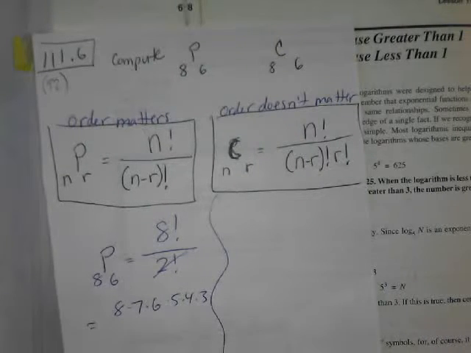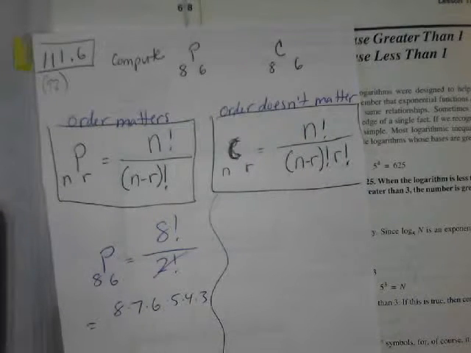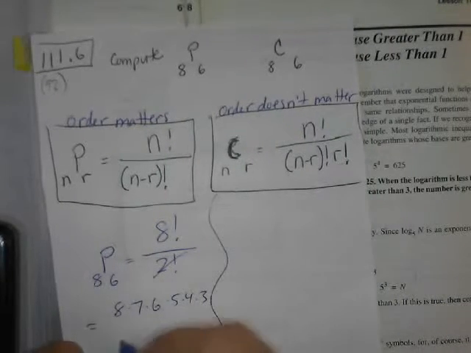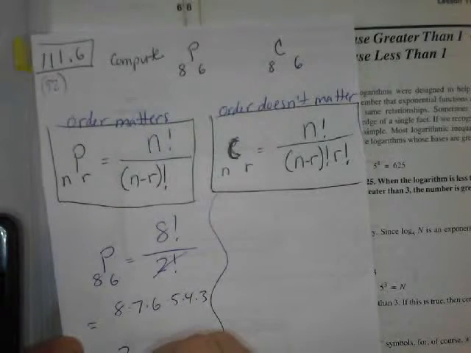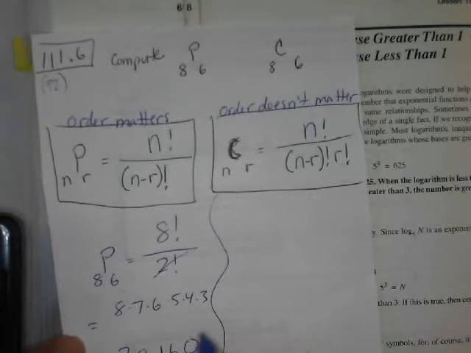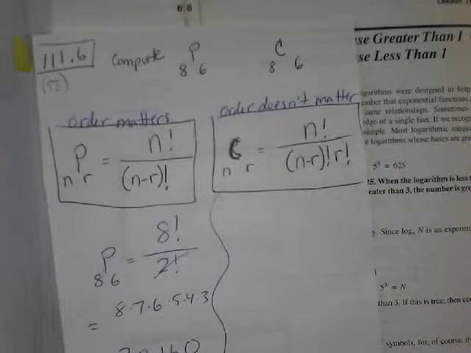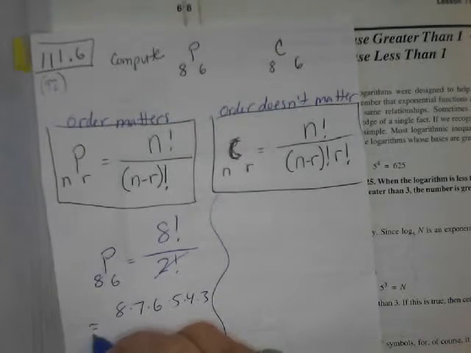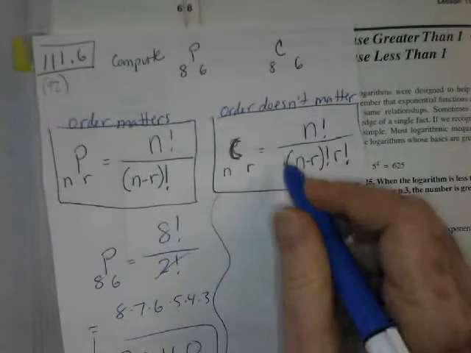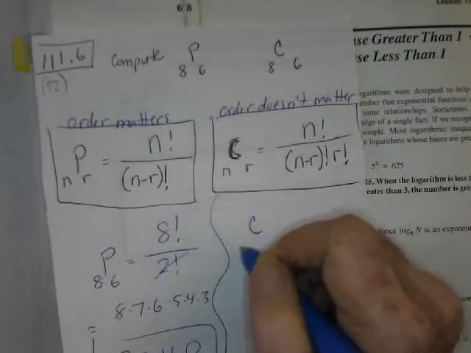8 times 7 times 6 times 5 times 4 times 3. That's equal to 20,160 is what I got. Lesson 111 number 6, I'm checking it. Yes, that's right.